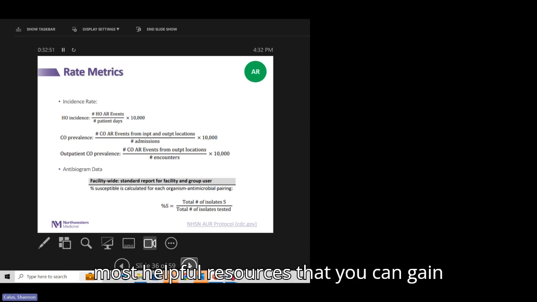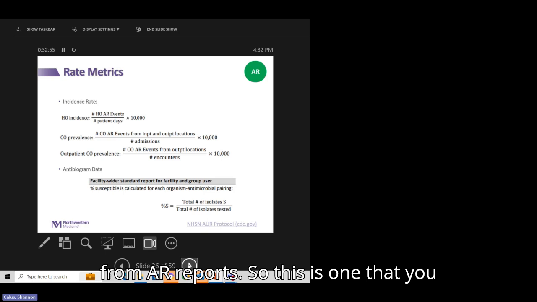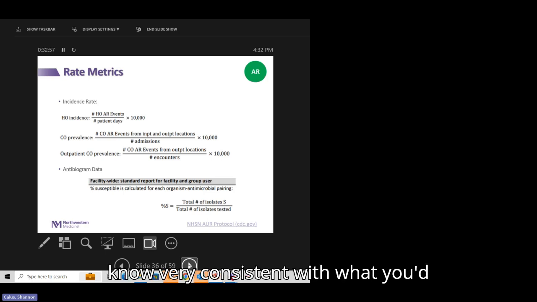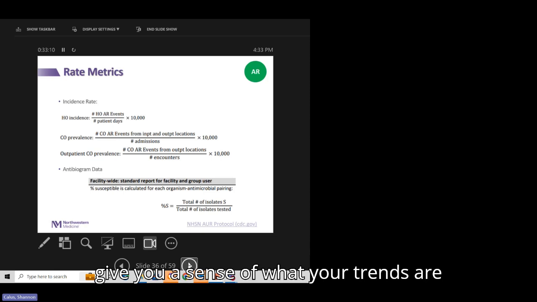Antibiogram data, I think, is one of the most helpful resources that you can gain from AR reports. This is very consistent with what you'd expect an antibiogram to do. It allows you to get facility-wide data on the rate of susceptibility. It looks at the total number of susceptible isolates over all of those tested, to give you a sense of what your trends are throughout your institution.